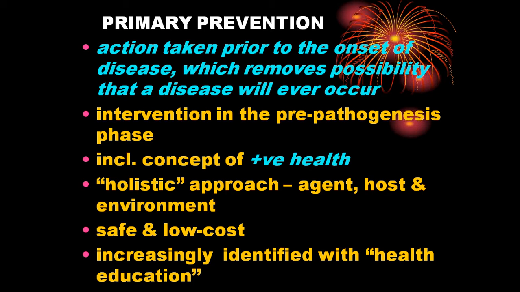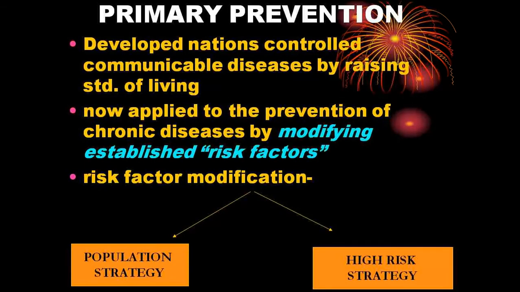It's a safe and low-cost method, and it is increasingly being identified with health education. Please remember these and elaborate once the question comes in the exam. Now, primary prevention can be of two types. There can be population strategy and high risk strategy. That is how we attack the risk factors. Okay, we try to modify the risk factors.